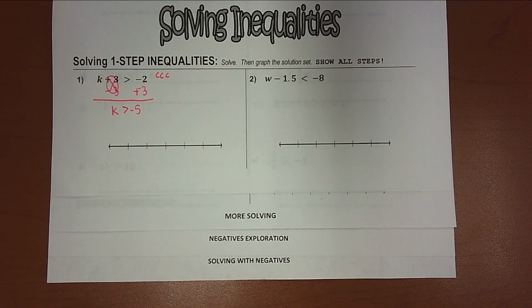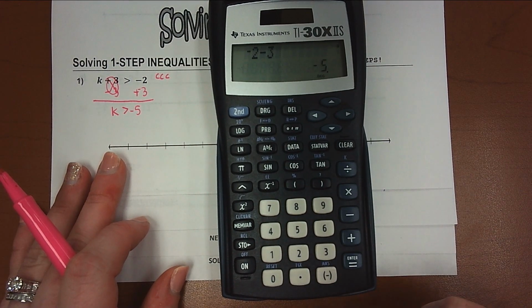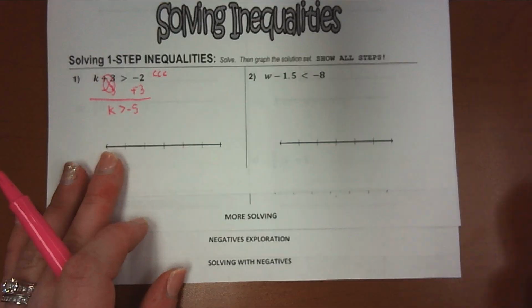We also at this point in time are allowed to use a calculator, so if you need to, you can always pull that out and just punch it in your calculator. K is greater than negative 5.